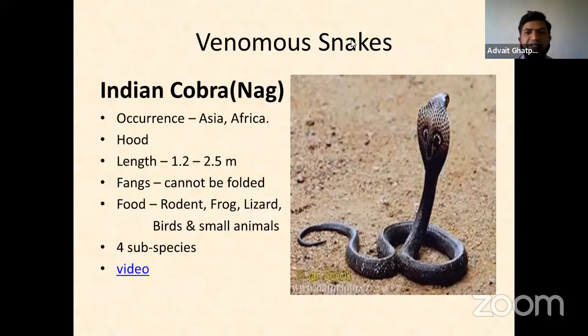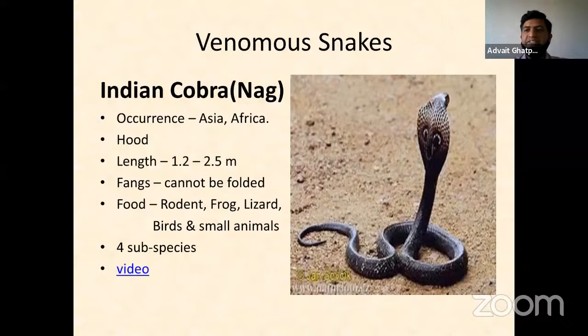First venomous snake of India, and that is called what? Indian cobra or nag. Where is it found? Occurs in Asia, Africa, everywhere. And the peculiar characteristic is presence of hood. Everyone knows that the peculiar characteristic of a cobra is that it has a फणा. That फणा is called hood. Length is near about 1.2 to 2.5 meter, and it is having fangs. Fangs are the teeth with the help of which it delivers its venom.